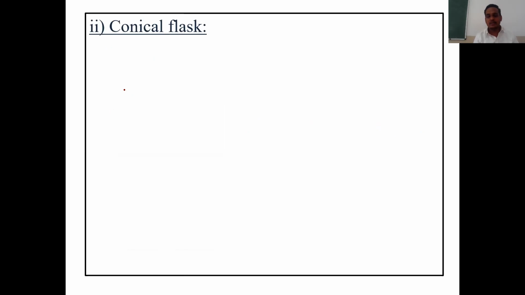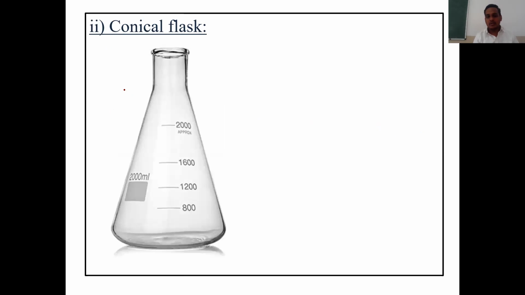And the second one is the conical flask. You can see the picture. Glass apparatus of this type, we call it a conical flask. Again, it is made up of glass, and it is used for titration. What titration is, you will learn later, but just remember, conical flask is a glass apparatus whose shape is like this as shown in the picture, and it is used for titration.